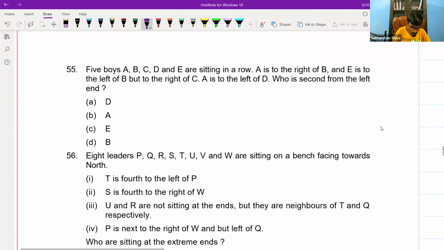Then 55. Another 5 questions to go. 5 boys, A, B, C, D are sitting in a row.